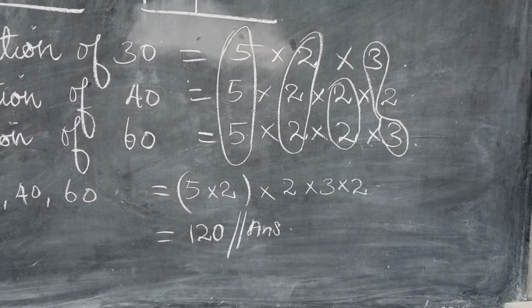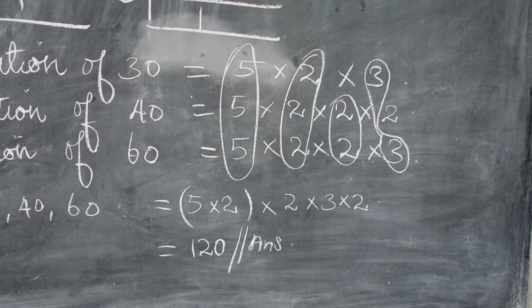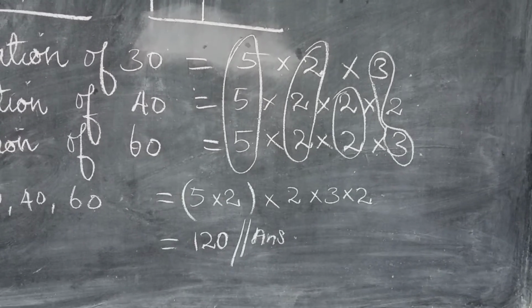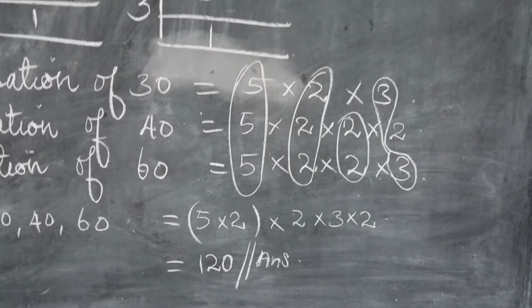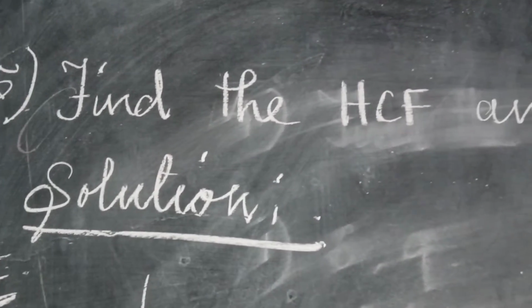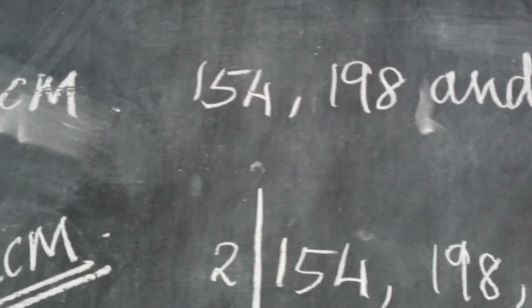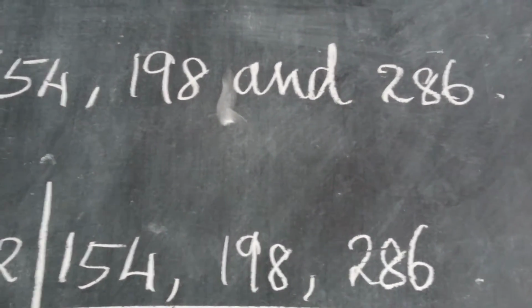So when we multiply 5 into 2 is 10, 10 2s are 20, 20 3s are 60, 60 into 2s are 120 is the answer. Sixth sum is homework for you. Fifth sum, find the HCF and LCM of 154, 198 and 286.